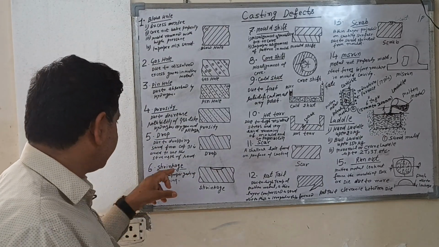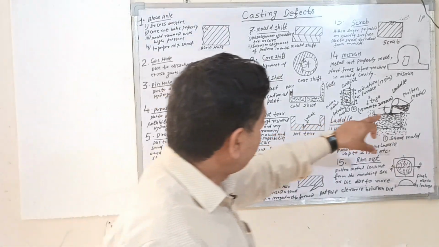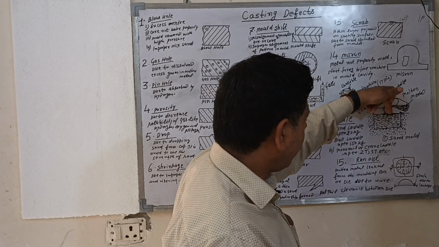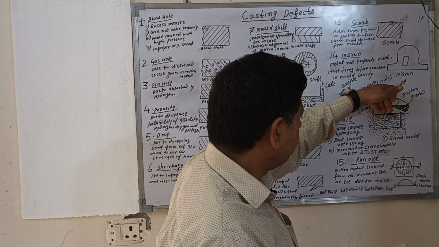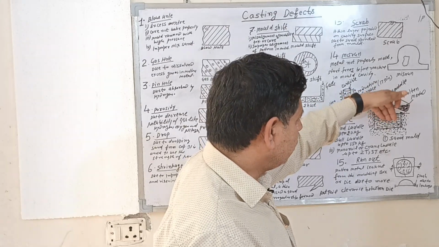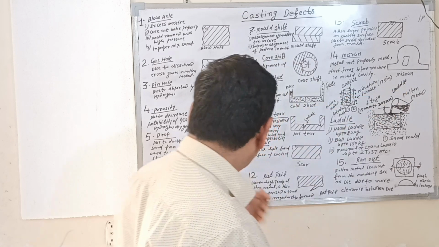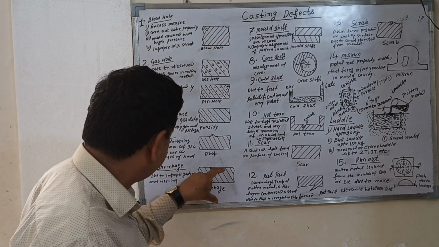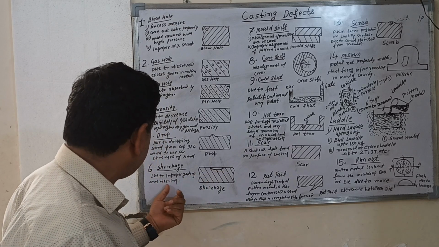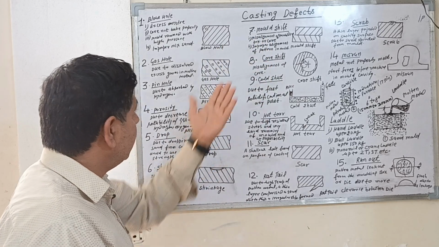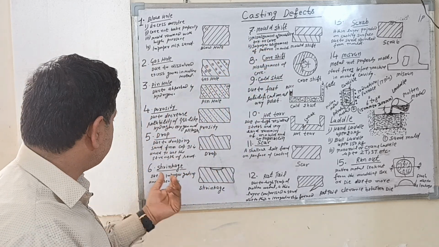Sixth number is shrinkage. Due to the high pressure, the mold is pressed down, so the size is decreased in this cavity. Due to improper gating and risering, this type of defect is called the shrinkage defect.